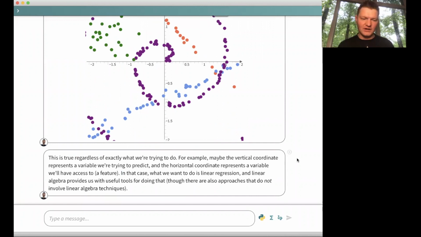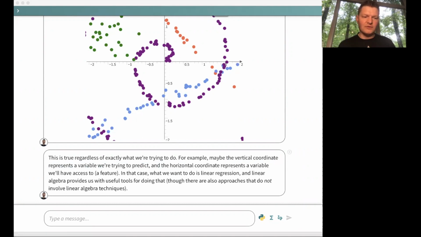This is really just a collection of points in the plane, and we want to understand something like, what sort of line is it sitting alongside? Or is it sitting naturally along some line? And so, maybe the vertical coordinate does represent a variable we're trying to predict, and the horizontal coordinate represents a feature or a value that we're using to predict the y coordinate. In that case, that would be a regression problem, and linear regression would be a very natural choice.